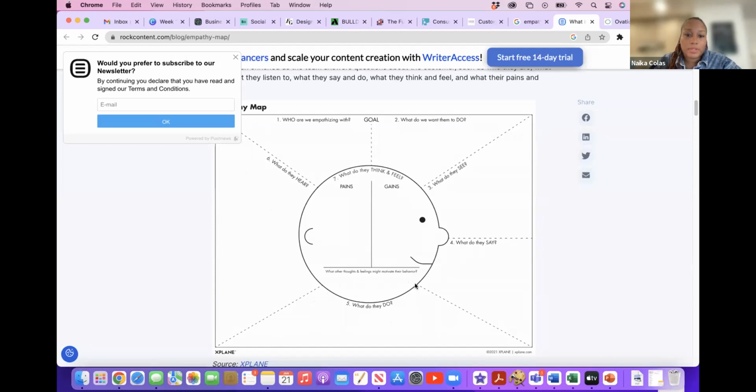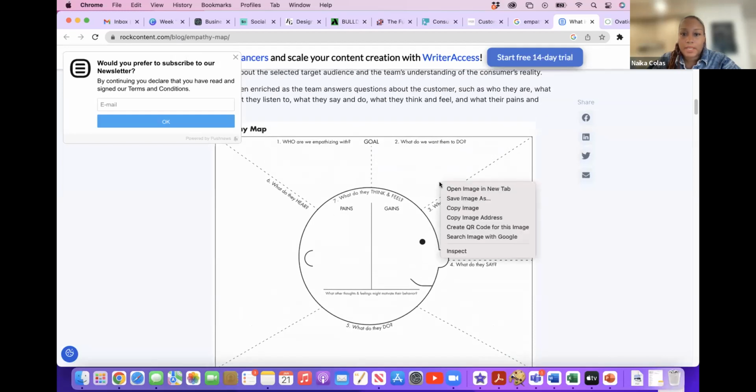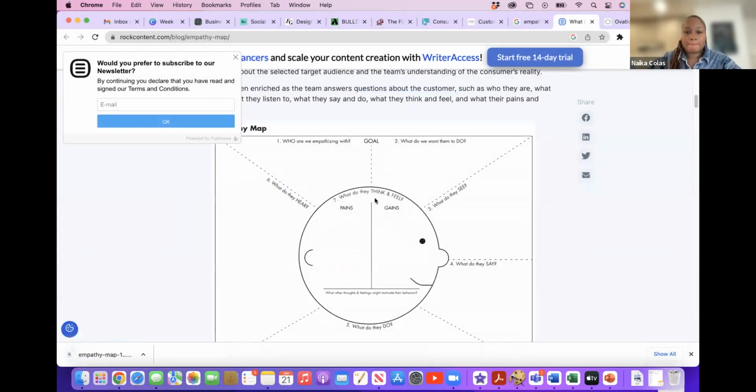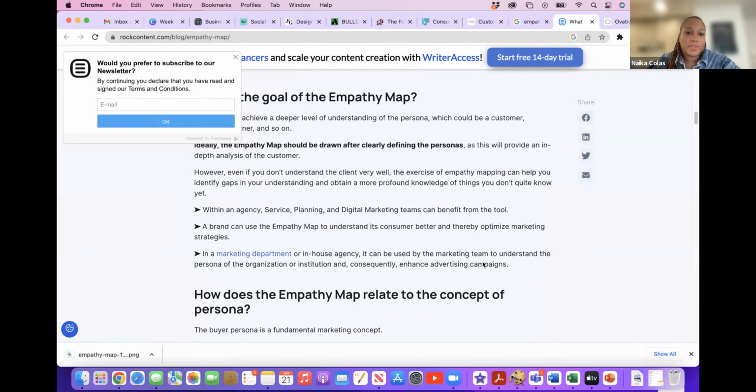So what other thoughts and feelings might motivate their behavior? Their behavior should be to purchase your pieces. So not thinking of consumerism, but what will motivate them? And by knowing their pains with a product or service that they're not receiving, they are gaining something from using your product or service. So I can save this and share with you also, empathy map. Okay. Does that answer your question?